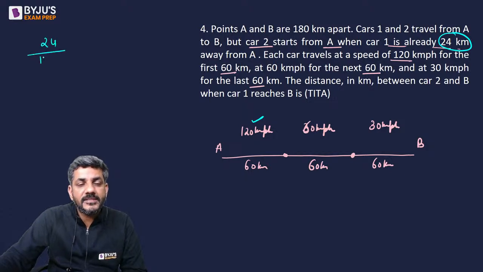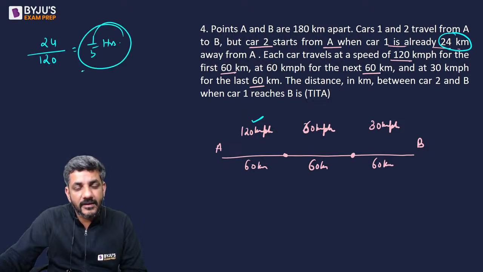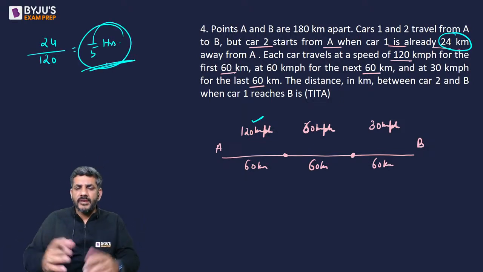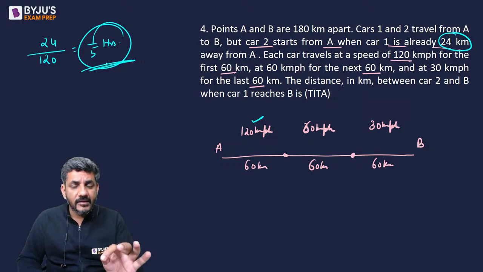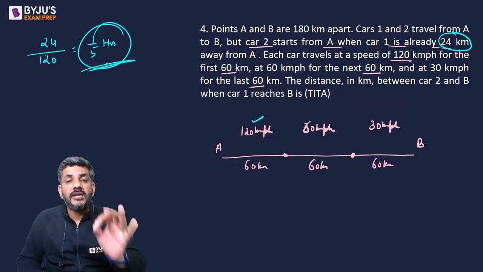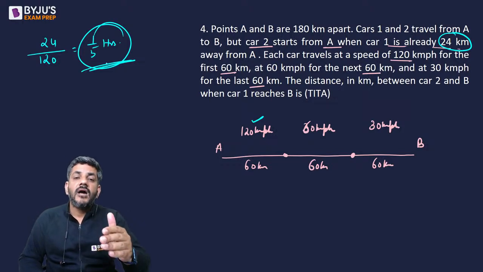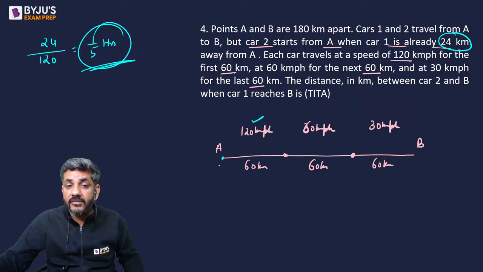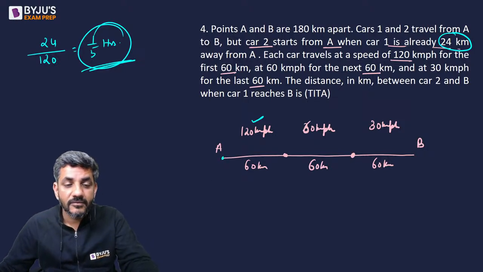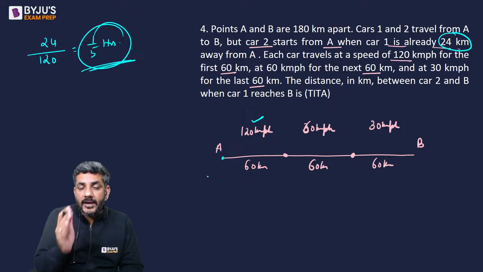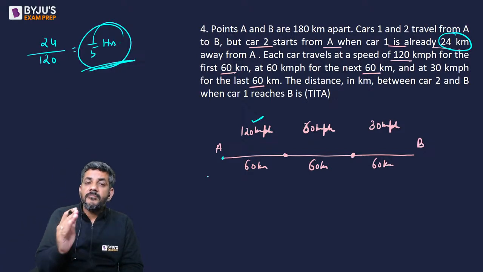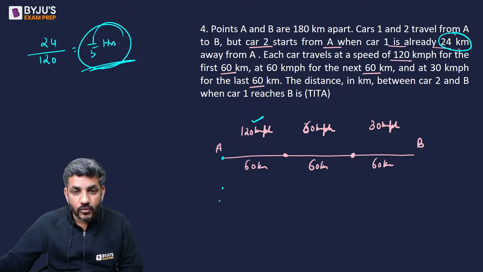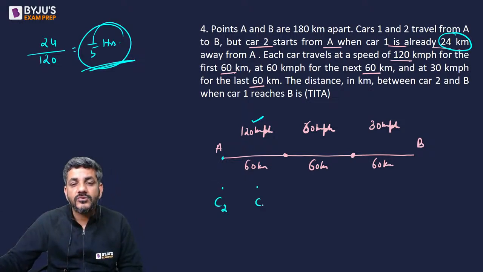So 120 की स्पीड से वो 24 किलोमीटर कवर करने में it would have taken 1 by 5 hours or 12 minutes. So can I straight away say that car 1 would have taken a lead of 12 minutes over car 2? बहुत ध्यान से सुनिएगा. I will give you a very beautiful solution of this question if you understand it well. Car 1 is already 12 minutes ahead of car 2. That means car 2, when it starts from here, car 1 has already covered a distance of 12 minutes.